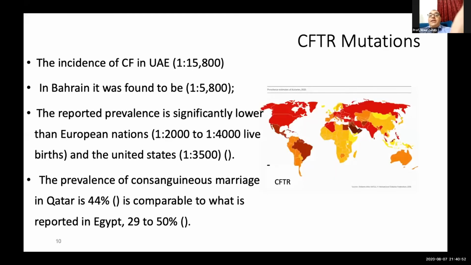However, the incidence in some countries like the United Arab Emirates is 1 out of approximately 16,000. In Bahrain, it's 1 out of 6,000. The reported prevalence is significantly lower than in European nations, ranging from 1 in 2,000 to 1 in 4,000, as well as the United States, where it's around 1 in 3,500. The prevalence of consanguineous marriage in Qatar is 44%. That's comparable to our reported consanguineous marriage that ranges from 29 to 50%.